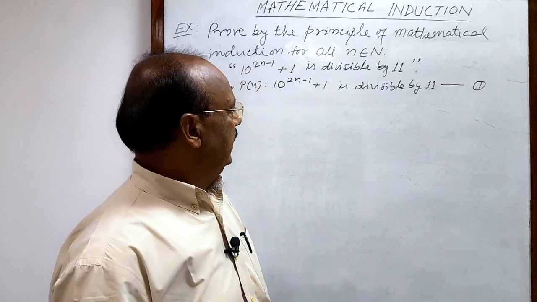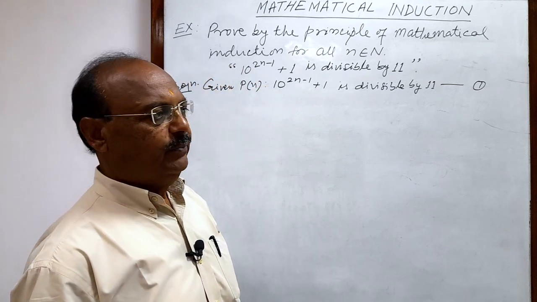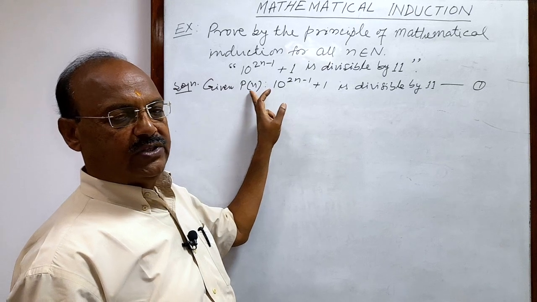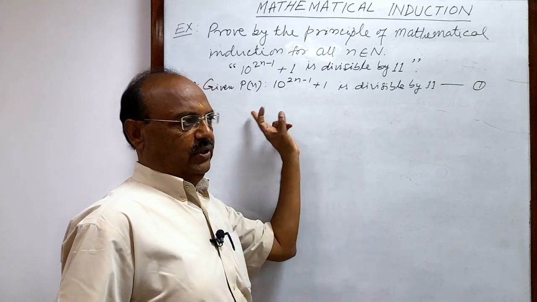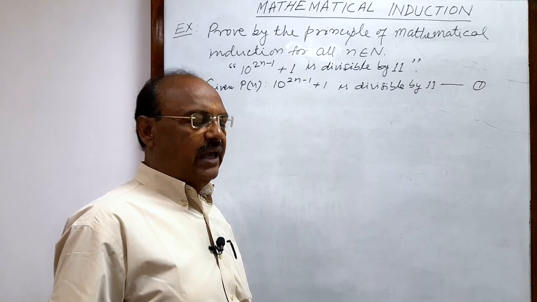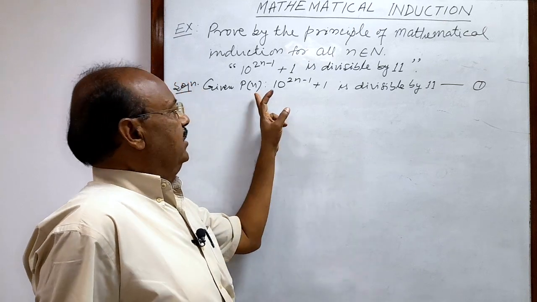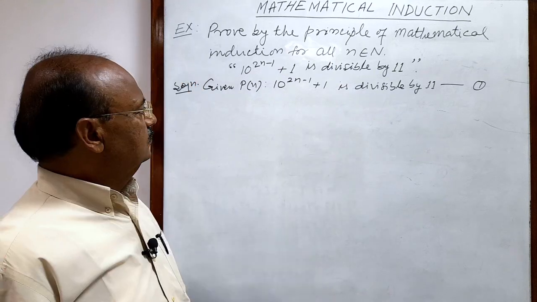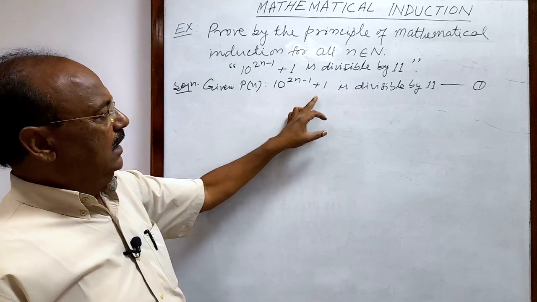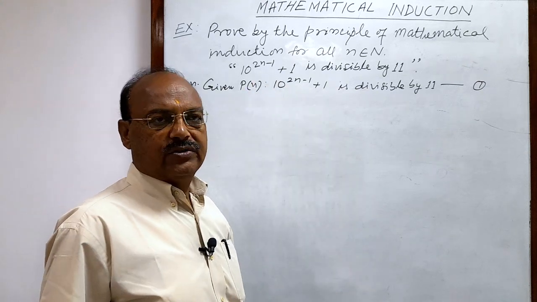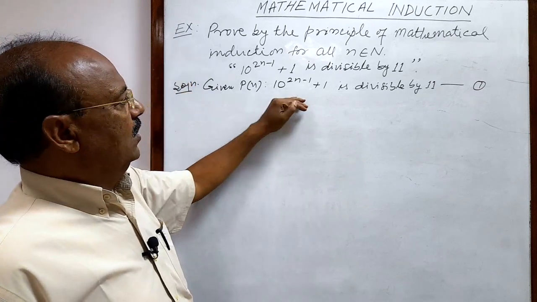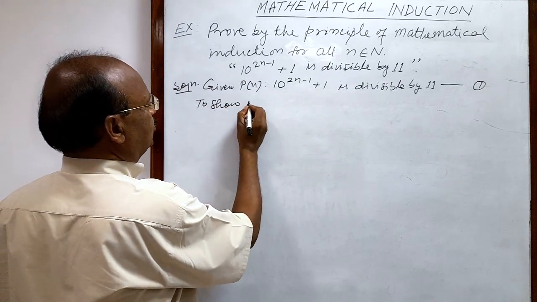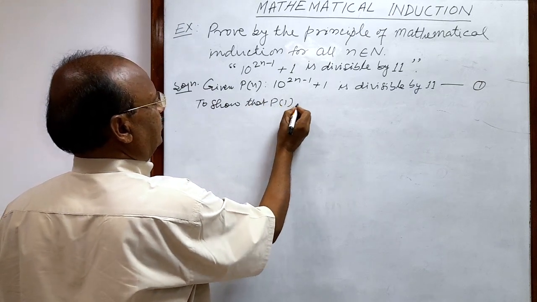As we know, while using the principle of mathematical induction, in the first step you have to show that this statement is true for n equal to 1. That means we show that P1 is true by putting n equal to 1. Second step, we assume that PR is true, putting n equal to R. Third and last step, we put n equal to R plus 1 and show that PR plus 1 is true.